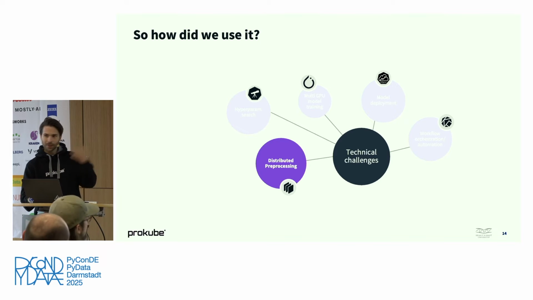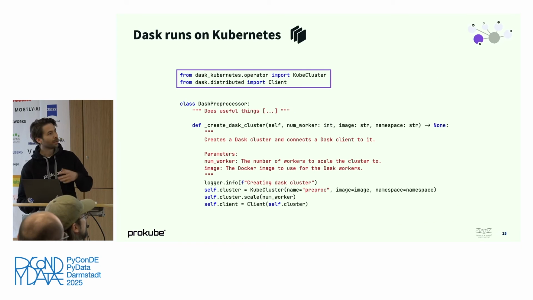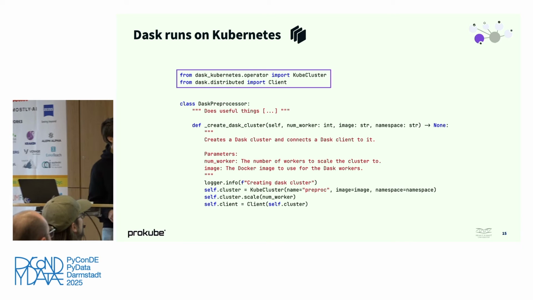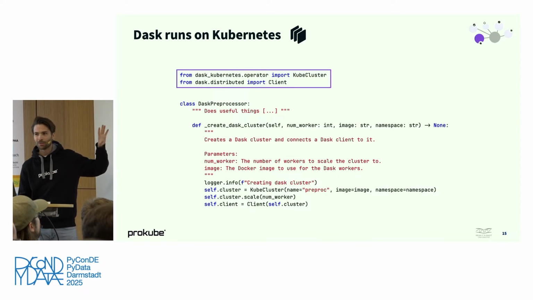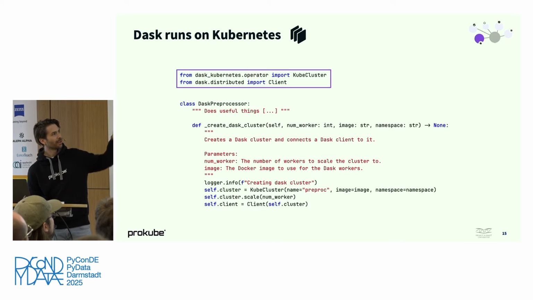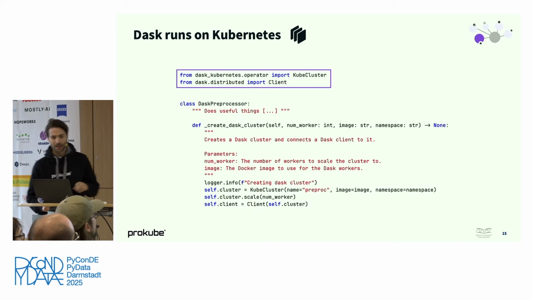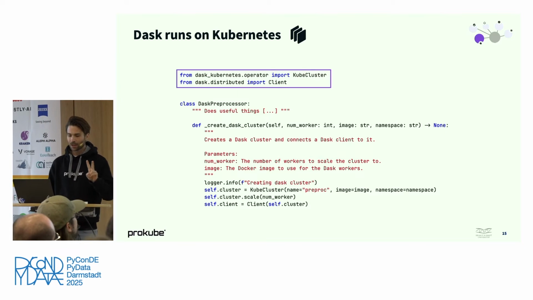Now, once an admin has set it up, you only need Python code to use it. Let me show you what we did. So finally, we have Python code displayed here. This is a little part of our preprocessing code, and you see here this class called DaskPreprocessor, and it has two Dask-specific imports here.